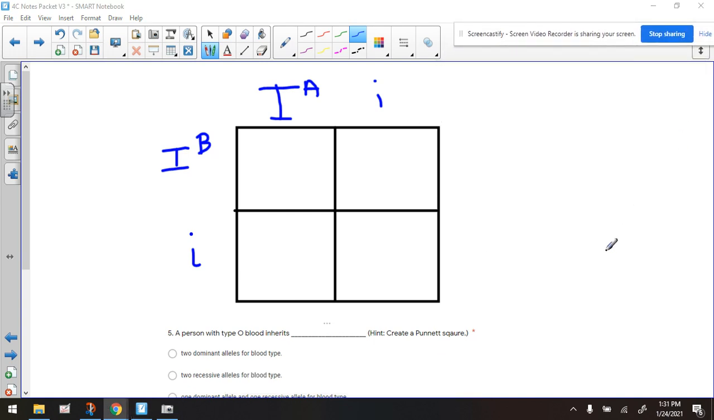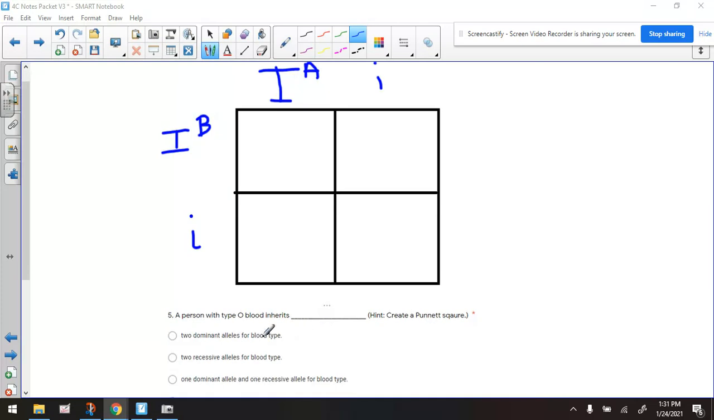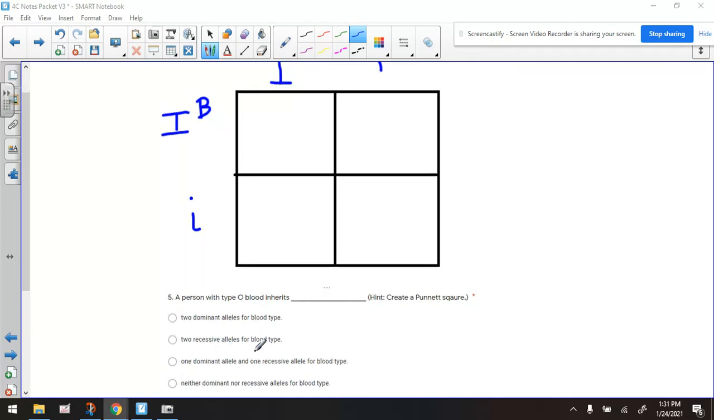We're taking a look at question number 5 from quiz 4C for science. Question 5 says, a person with type O blood inherits blank, and we have to figure out, is that 2 dominant alleles for blood type, 2 recessive alleles for blood type, 1 dominant allele and 1 recessive allele for blood type, or neither dominant nor recessive alleles for blood type?